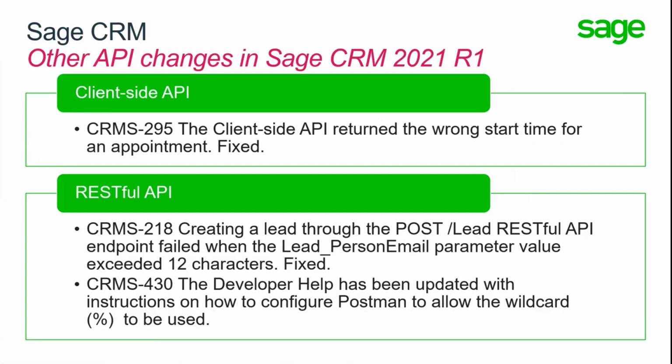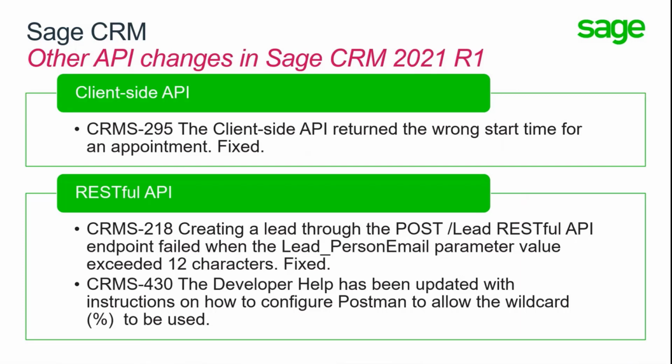And there have been other changes within the fixes for customer cases, both for the client-side API and the RESTful API. So in CRMS 295, that was a fix, because that was actually affecting the calendars, but the client-side API was returning the wrong start time for an appointment, and that's been resolved. In CRMS 218, this is more of a serious issue, that the RESTful API didn't allow for properly sized email parameters within the lead person email. So that's been resolved as well.